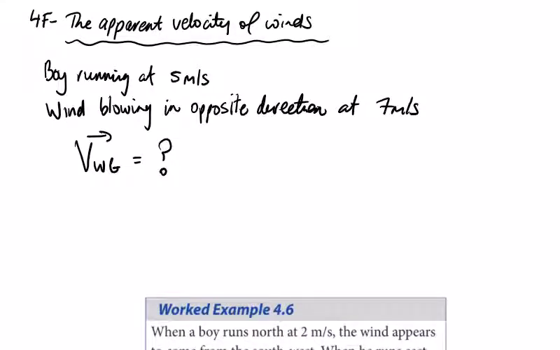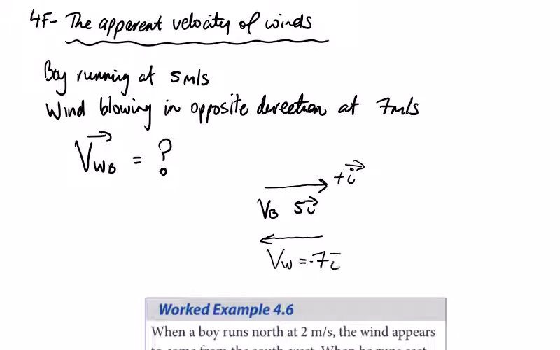So we look at the apparent velocity of winds and take the first example in section 4F. A boy is running at 5 meters per second. So let's have him going in this direction here, which is positive i. So the velocity of the boy is 5i. The velocity of the wind is in the opposite direction, so the velocity of the wind, in this case 7 meters per second, is minus 7i.